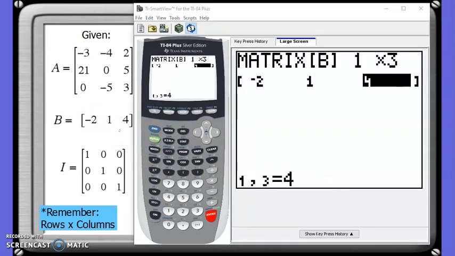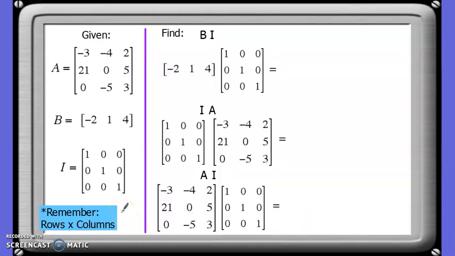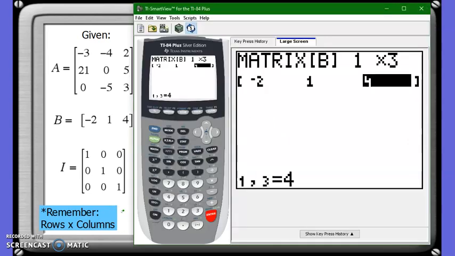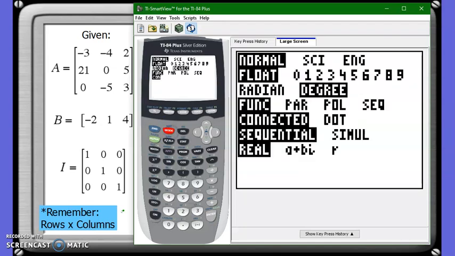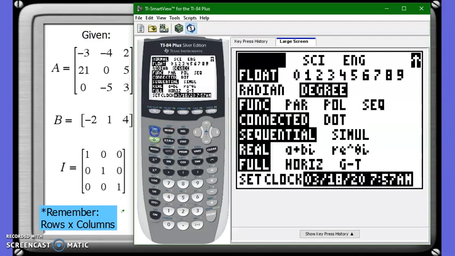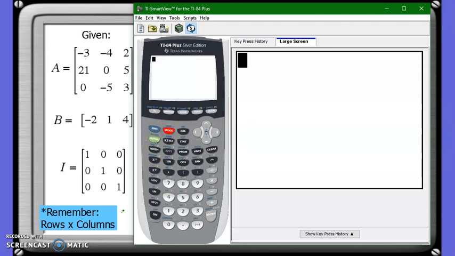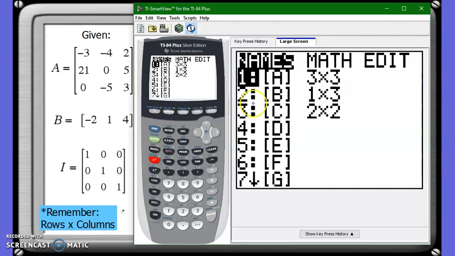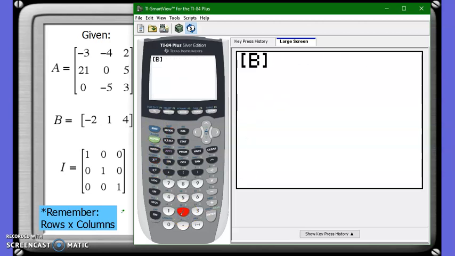Okay, notice I've got matrix B on here now. Again, I entered my dimensions as a 1 by 3, then I've got -2, 1, and 4 entered in, and we're all set there. So now I can go back to my main screen. And notice I want to multiply matrix B by my identity matrix. So I'm going to go back to my main screen, quit, and I want to grab matrix B, and I'm going to multiply it by matrix I.